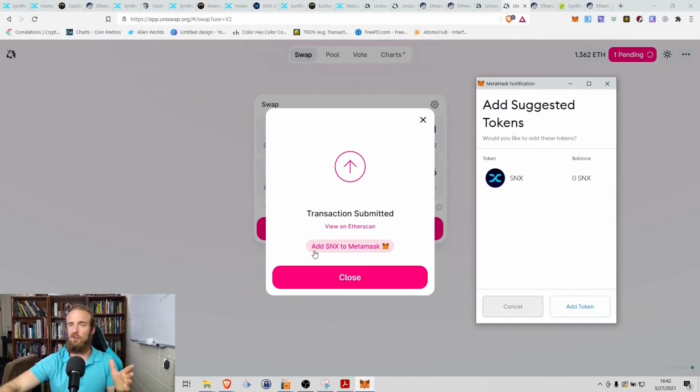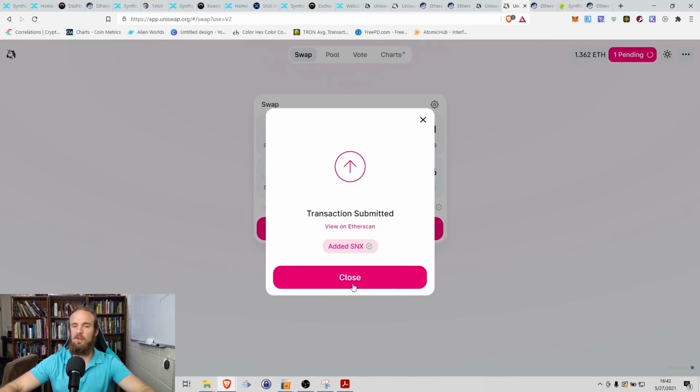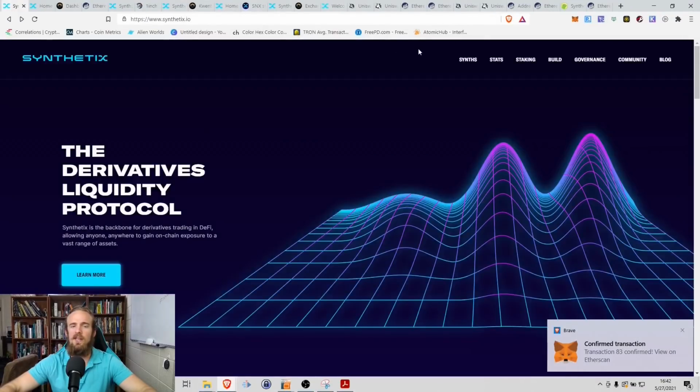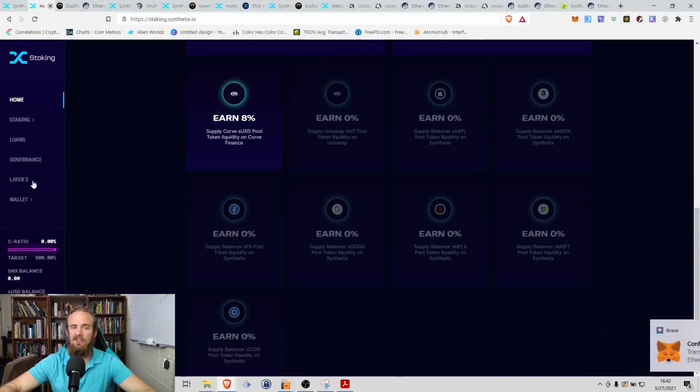One of the things I like about Uniswap or CoinGecko, they make this really easy. You used to have to go through and put in all the decimals and everything like that yourself. Now you just click add SNX to MetaMask and then add your token, and it will be reflected in your wallet. That transaction has been confirmed, and now if we go back, what we will see is that we do indeed have that SNX in our wallet.